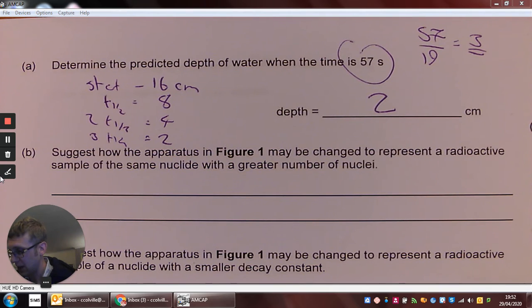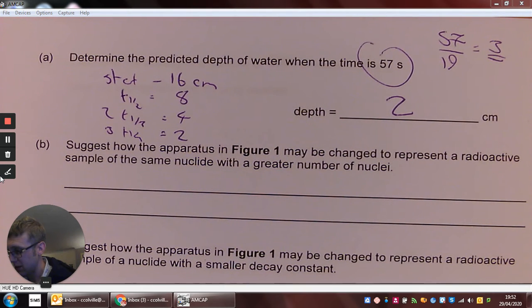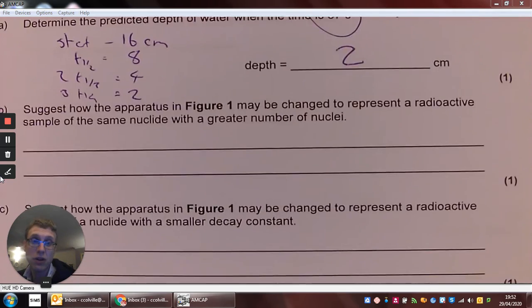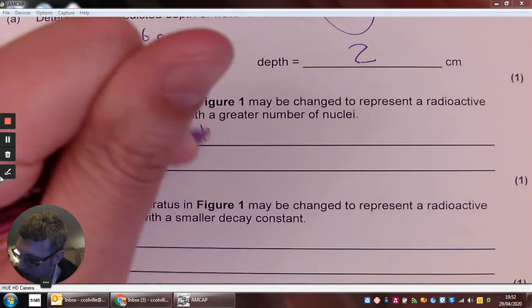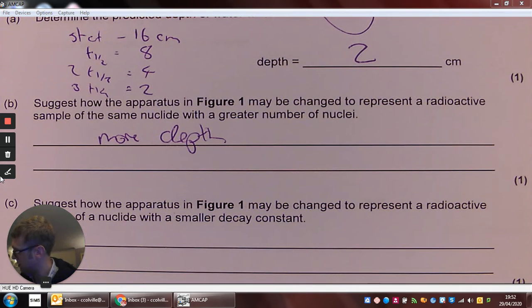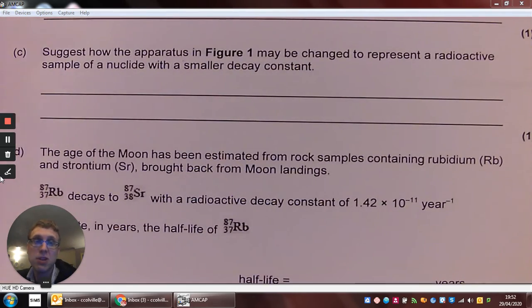How could we represent the same nucleotide with a greater number of nuclei? Well, we've already said more depth. In this model, if there's more water, deeper water, that represents more nuclei and the rate of decay will be increased. Suggest how the apparatus can be changed to represent a radioactive nuclide with a smaller decay constant.